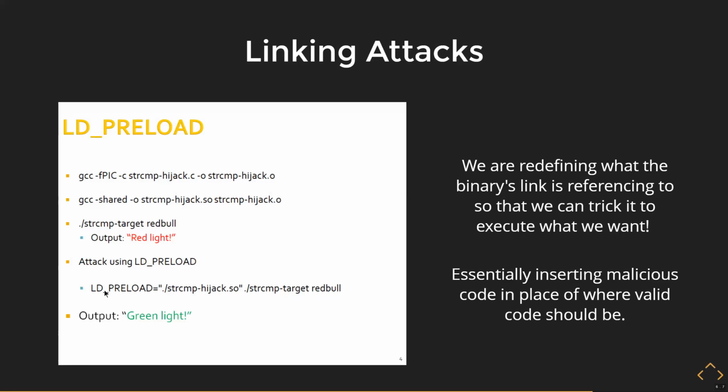So the fact that we're loading in string compare hijack.so before running the program, there's some unexpected behavior in this library file that allows it to say green light. So in a sense, there's a function that it's overriding in string compare target with a linked function. This could be printf. This could be some function that he created himself. But generally, that's one example of it.